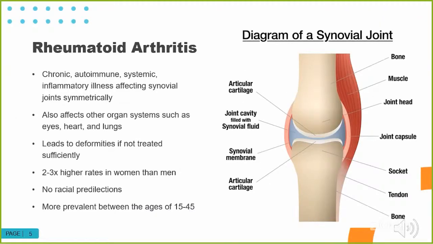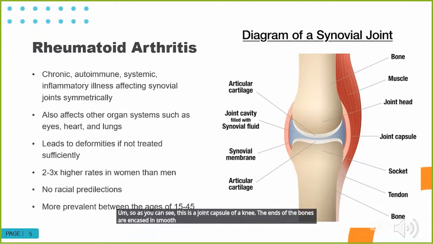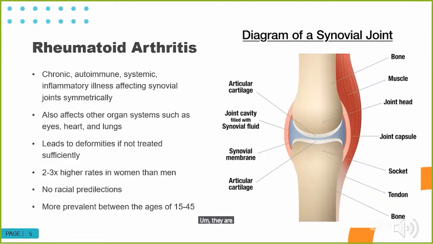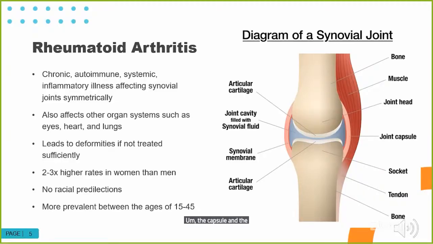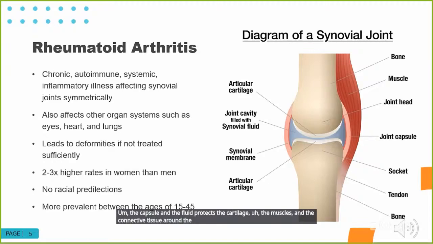I want to start off by first describing the synovial joint diagram. So as you can see, this is a joint capsule of a knee. The ends of the bones are encased in smooth cartilage in the synovial joint. They are protected by the joint capsule, which is lined by a synovial membrane. This membrane produces synovial fluid. The capsule and the fluid protect the cartilage, the muscles, and the connective tissue around the joints.